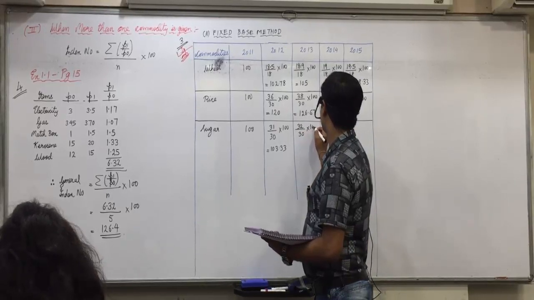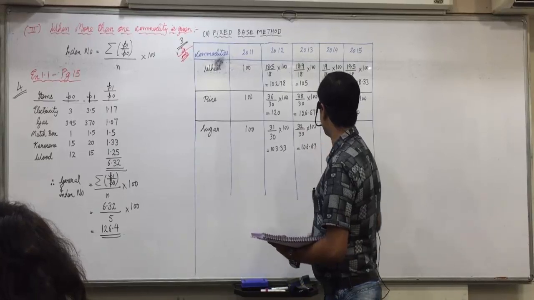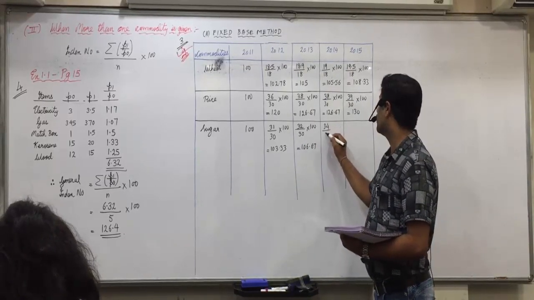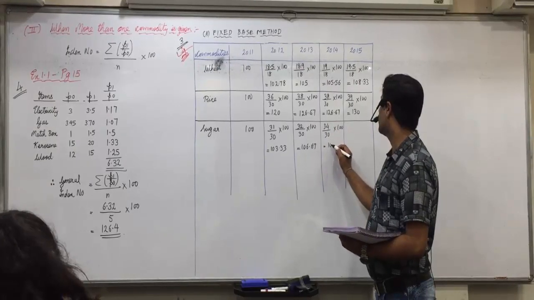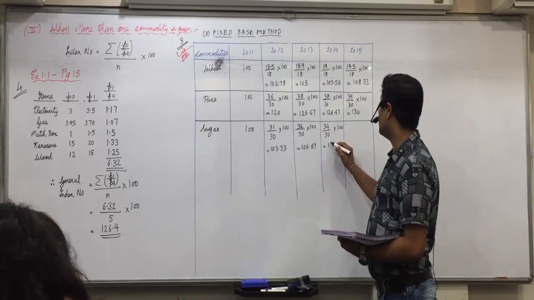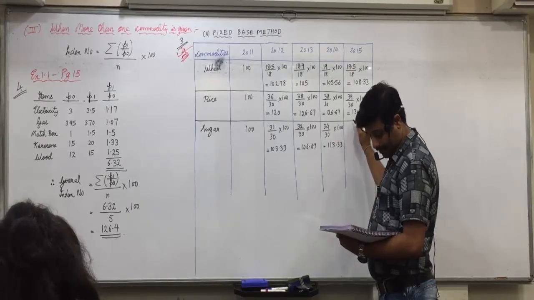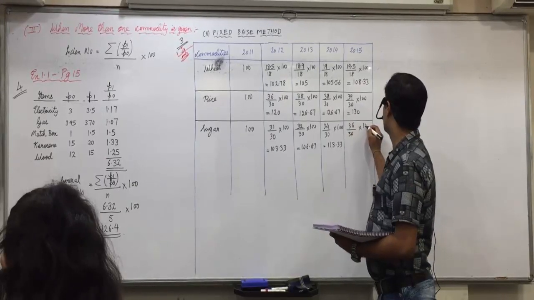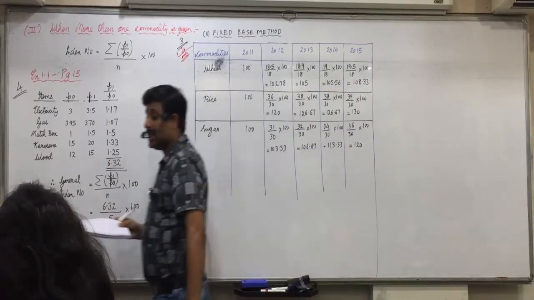32 divided by 30. Yes, tell me the calculation also. 34 divided by 30 into 100, 113.3. 36 divided by 30 into 100, 120. So all are clear with this?